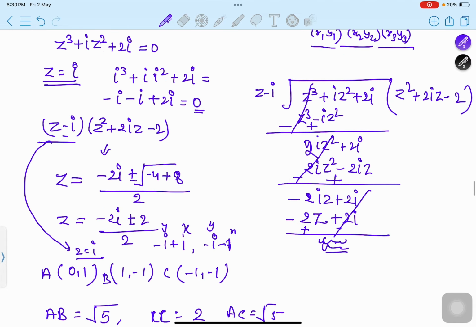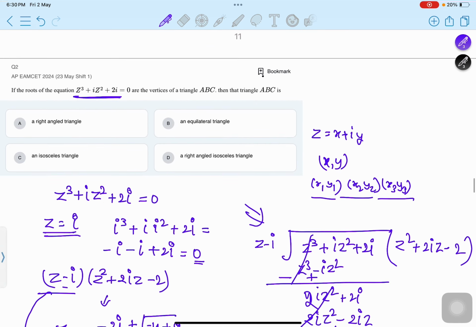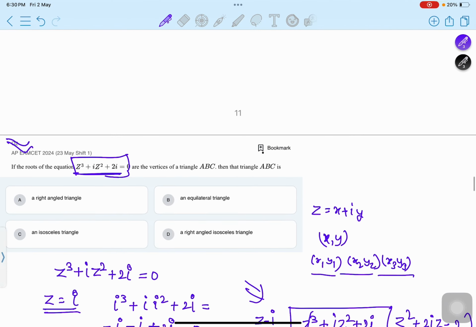If you understand, that is just one piece of information; it is very difficult to manage that cubic equation in terms of complex numbers. Okay, so next question, and in that, the answer is isosceles triangle. Isosceles triangle is option C.